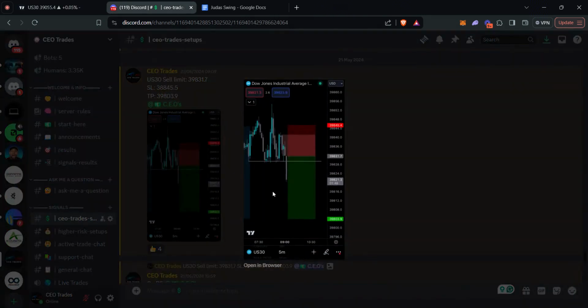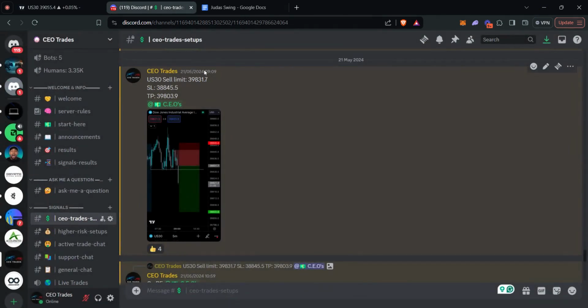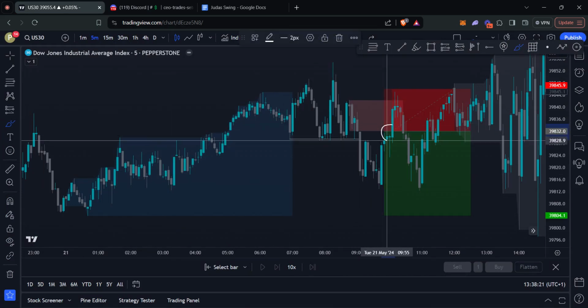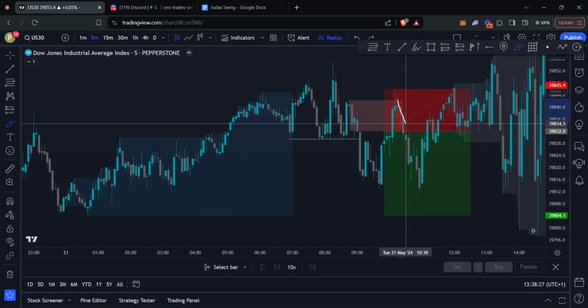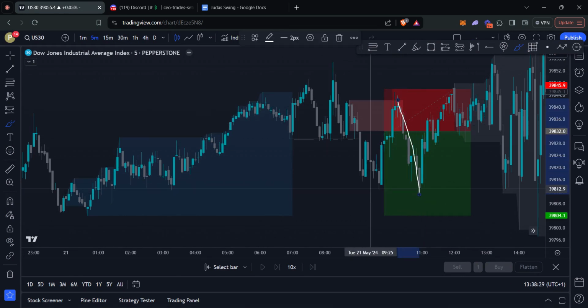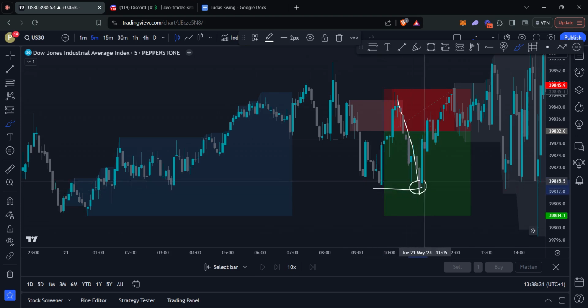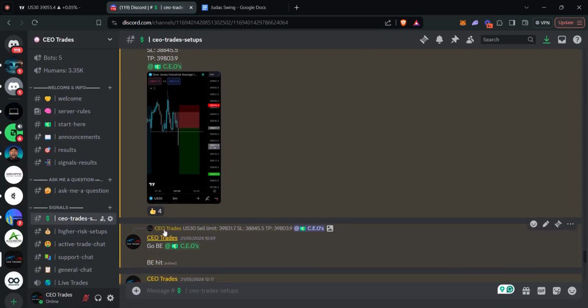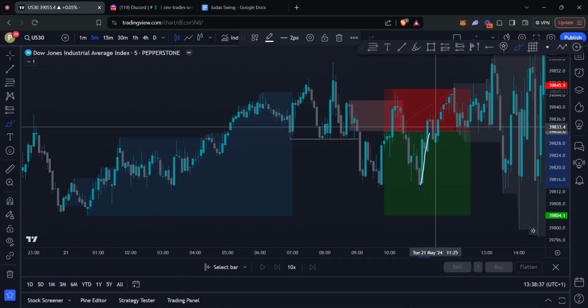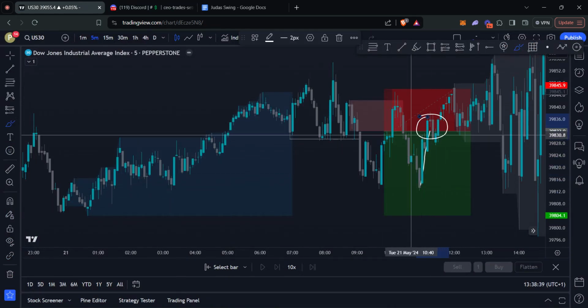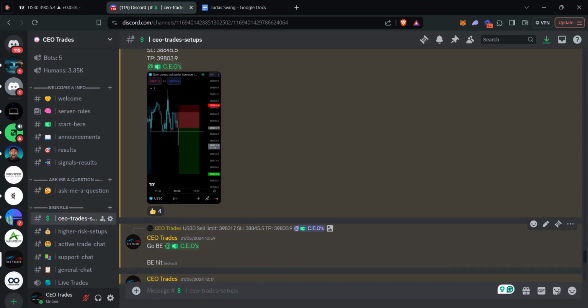This is where I sent the sell limit into the Discord at exactly 9:09 in the morning, and price did come up, tap us into the trade, get very close to our stop loss, but it didn't stop us out, and then it started to move in our direction. Once we broke this low right here, I then told everyone to go break even. And once we went break even, price then again decided to reverse on us and take us out at break even. So on the Tuesday, unfortunately, we had a break even day again.